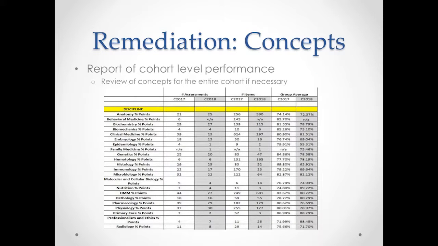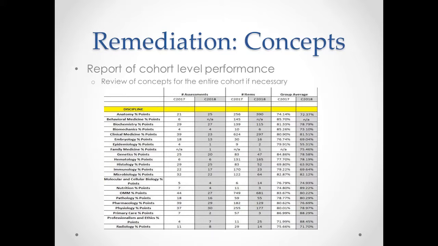So up to this point, we've really focused a lot of our attention on remediation of individual students, but I also wanted to show you how we can provide remediation efforts for an entire cohort if it would be necessary. This report is provided to our faculty at the end of each academic year, and it allows us to see trends and patterns in student performance across cohorts rather than looking at individual students. So what this would support, if necessary, is remediation in the form of concept review for an entire cohort.